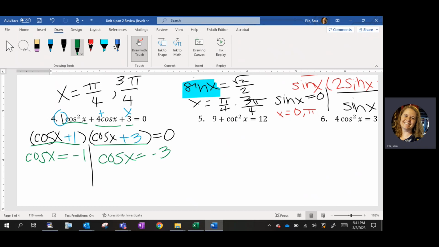So now it's back to unit circle knowledge. Where does cosine equal -1? Cosine is the x value. The x value is -1 at 180 or pi.